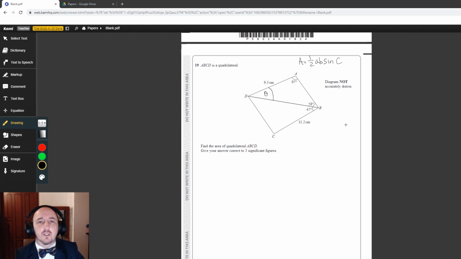Okay, so in order to do that we need two lengths and the angle in between them. So we're going to work out BD, and that will also help us to work out the area of the triangle BCD in a sec. So we're going to call BD A, because it's opposite angle A. So A over sine 97 is equal to B, which is opposite B, 9.3, over sine 58. We can rearrange this to get 9.3 sine 97 over sine 58, and that will give us that length BD.